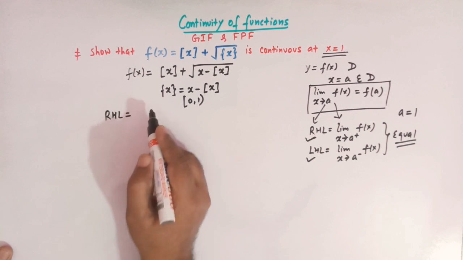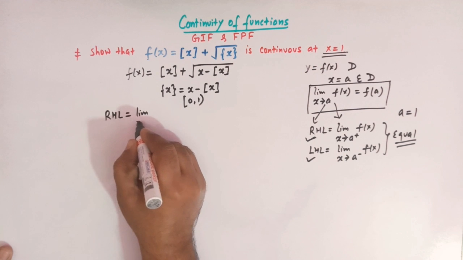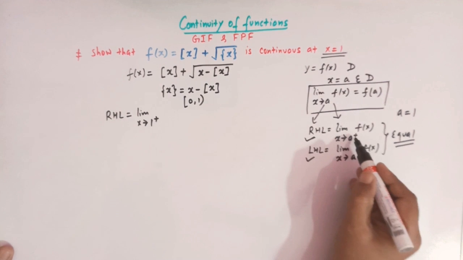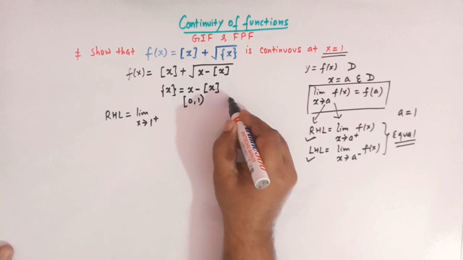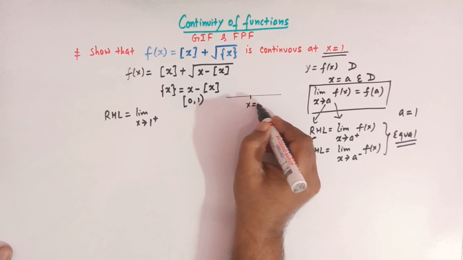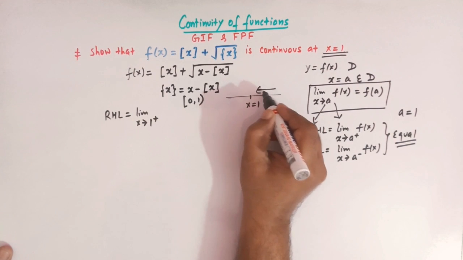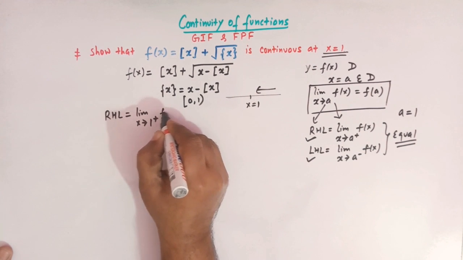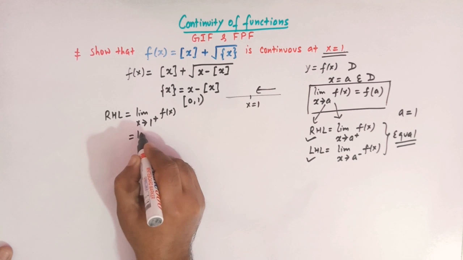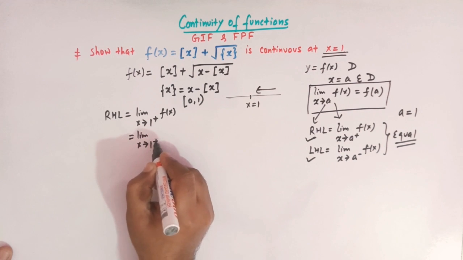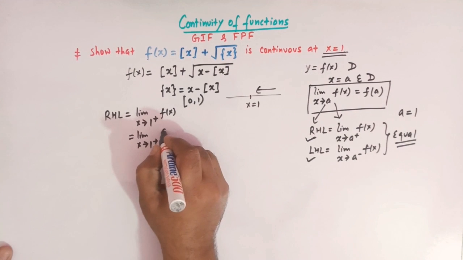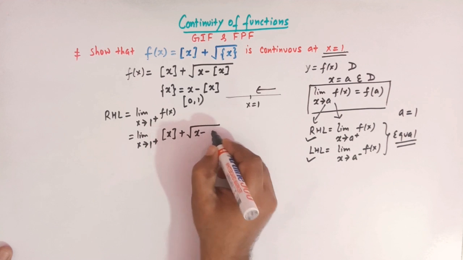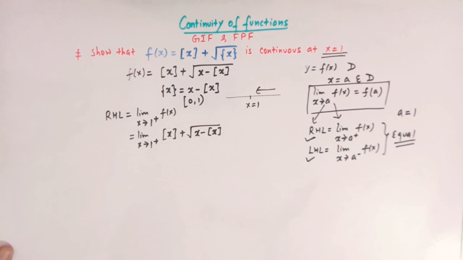Now let us first find the right hand limit. We'll write limit x tends to 1 plus. The positive sign shows that we are approaching x is equal to 1 from the right. So limit x tends to 1 plus of f of x, and for f of x we can write greatest integer of x plus square root of x minus greatest integer of x.